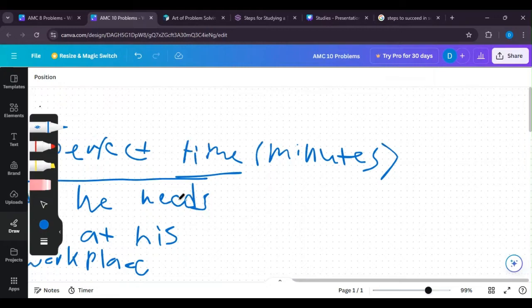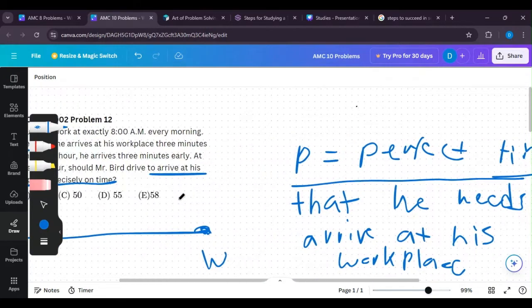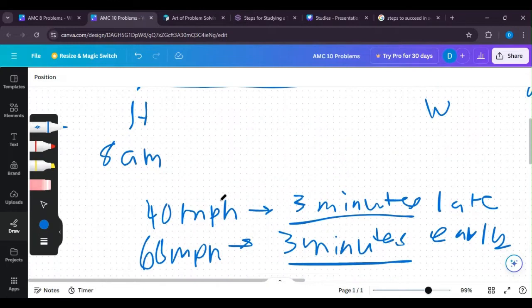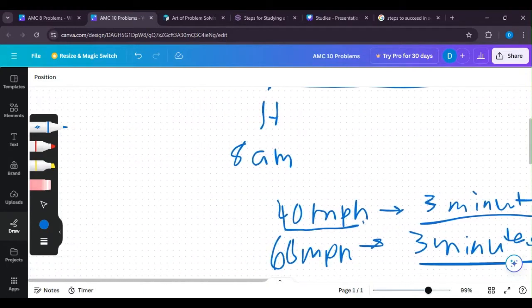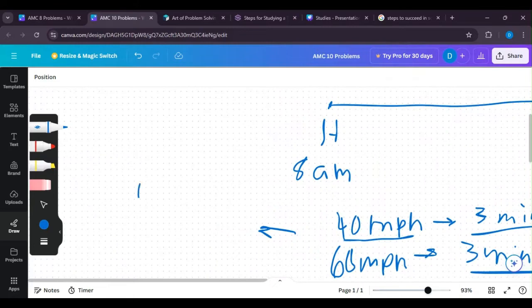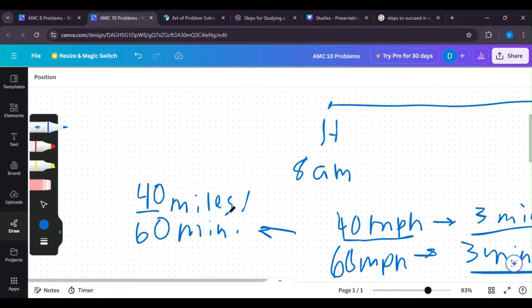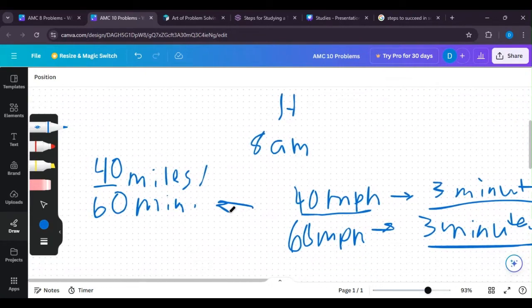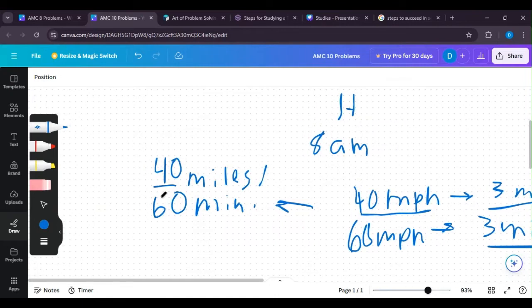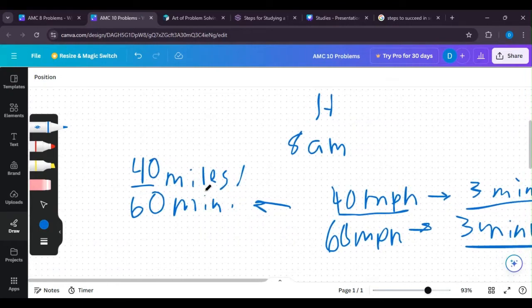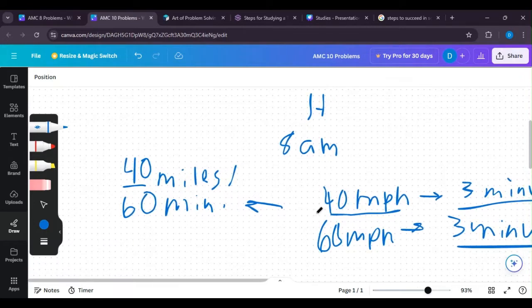Now, since everything's set to minutes, you want to make sure that these miles per hour are also set as minutes. So 40 miles per hour, we can set that as 40 divided by 60, miles per minute, miles over minutes. Because in each hour there's 60 minutes, so we can divide by 60. 40 divided by 60 miles per minute.